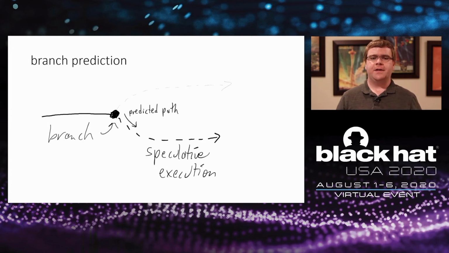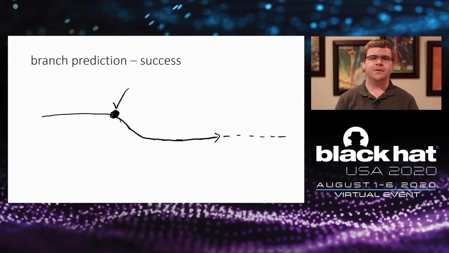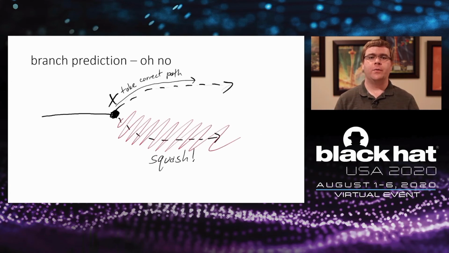Eventually, the branch resolves. If it turns out we guessed right, great! The instructions retire and we keep going. But if we guessed wrong, we need to throw away the results, rewind, and start again. In computer architecture terms, the misspeculated or transiently executed instructions are squashed. Thankfully, branch predictors have gotten pretty good, and we don't usually end up throwing away a lot of work.